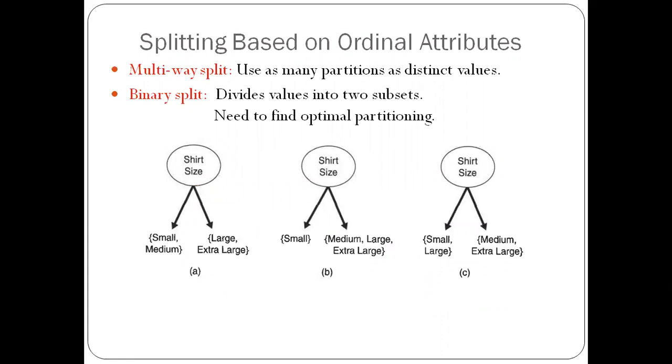Okay, so for ordinal attributes, again, we can either have a multi-way split or a binary split. In a multi-way split, there will be many partitions, and each of these partitions will contain distinct values. In a binary split, we will have only two subsets or partitions. See here, for shirt size, we have divided it into two splits: one is small and medium, and the other is large and extra large.